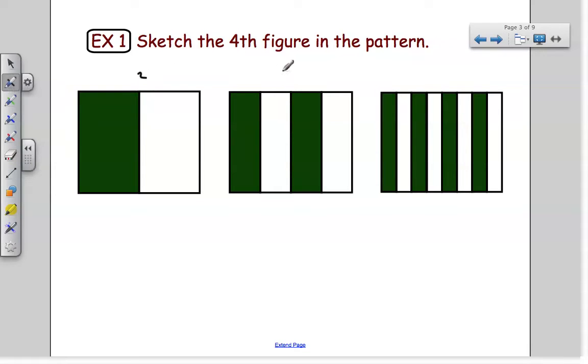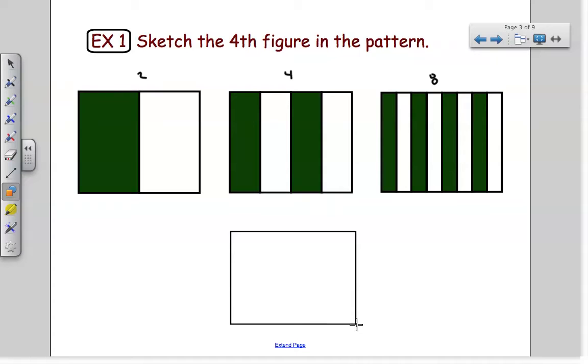I go from 2 rectangles to 4 to 8. And it's not just adding 2, but it looks like it's doubling, right? So the next one, I'll have double the number of rectangles. I'll have 16. And again, it looks like it's always going green, white, green, white. So I'll try my best to make a rectangle the same size here. It looks pretty close. And now I'm going to have to divide this up into 16 parts. Maybe I'll just copy and paste that, so it's going to show up here. Divide that in half again.